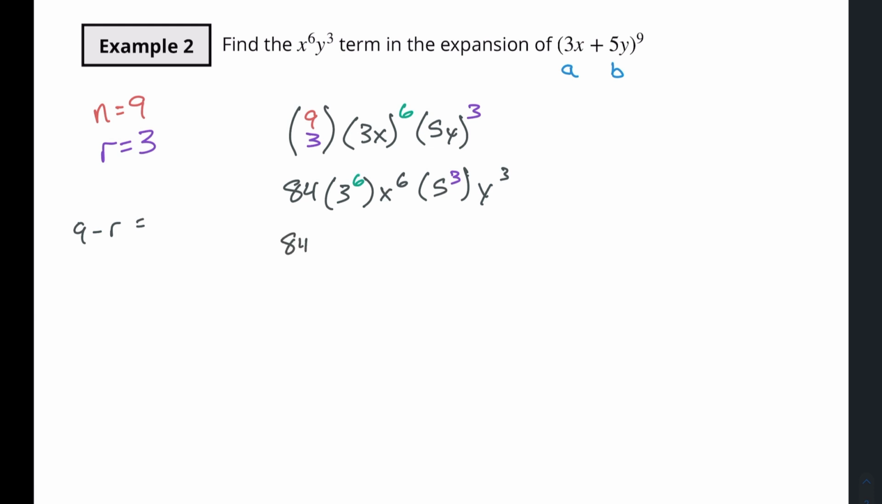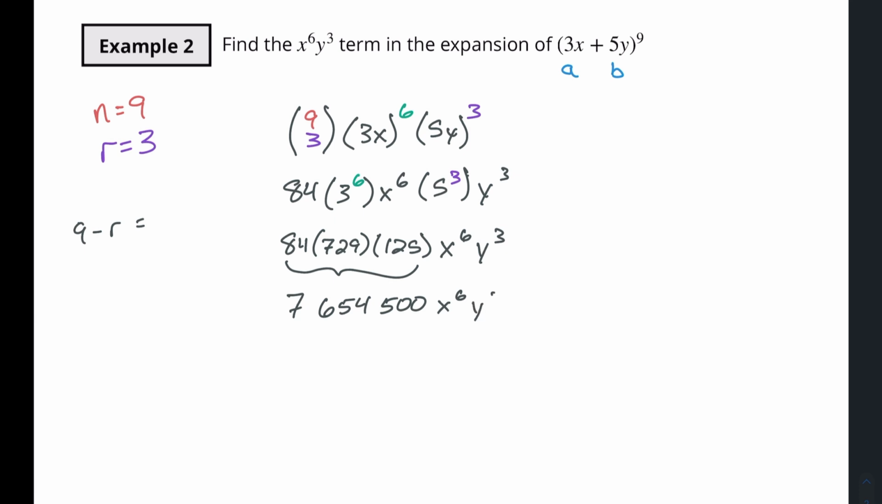84 times 3 to the 6th is 729 times 5 cubed, 125, x to the 6th, y cubed. Now we just need to multiply all of this together, and that's going to be 7,654,500 x to the 6th, y cubed. And in this case, we're looking for the term. So the whole thing is going to be our solution, and we have answered this one.